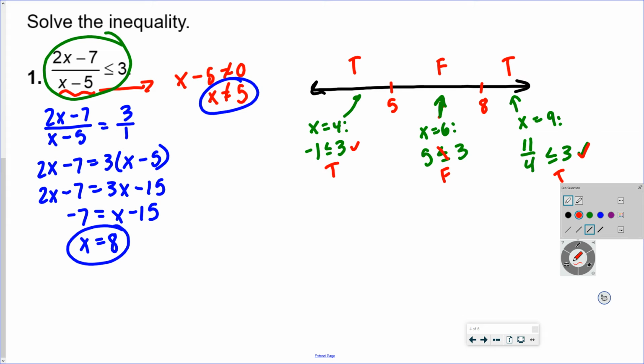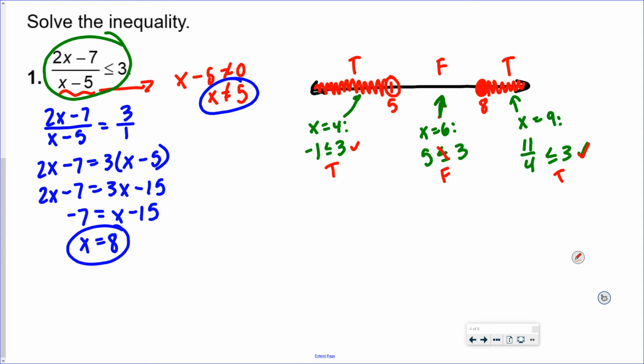Now here's a tricky thing. My symbol is equal to, but remember, you can't be equal to 5, so there is an open circle here, because that's where my function is undefined. Still a key number, open circle, closed circle here, because that was my solution. So it'd be negative infinity to negative 5, open circle, union, closed bracket, 8 to infinity.